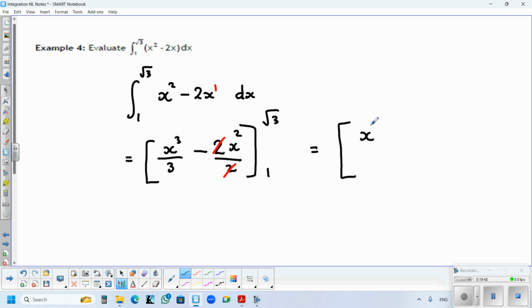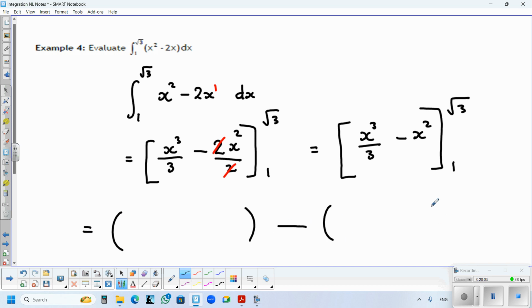So basically that just becomes, I'll rewrite it, although you wouldn't always have to rewrite this. It's x to the power of 3 divided by 3 minus x squared, and we're going to do our substitutions for root 3, and we're going to do our substitutions for 1. Right, so we're going to stick root 3 into this first of all, and then we're going to substitute in 1, and then we'll take both answers away. So x to the power of 3, so that means I've got root 3 all to the power of 3 divided by 3. So that's the straightforward substitution in there. Then I want to take away x squared, so it's root 3 all squared.